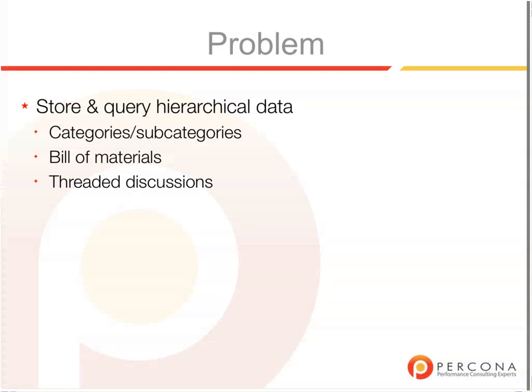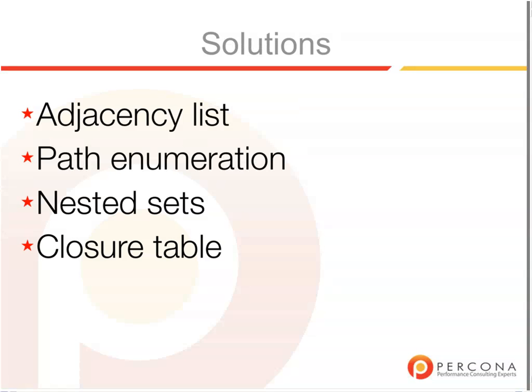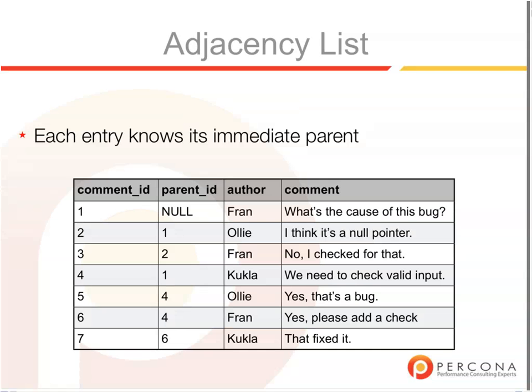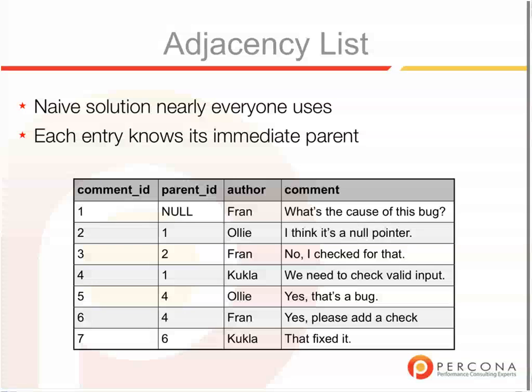So we're going to cover solutions to this, different ways that people store that type of data in hierarchies in a database. I'm going to cover four solutions: adjacency list, path enumeration, nested sets, and closure table. First up, adjacency list. This is the solution that you see most often in textbooks, and you've probably all used it. It's very simple. You add a column in each row of your hierarchical data that denotes the ID of the parent of the current row.